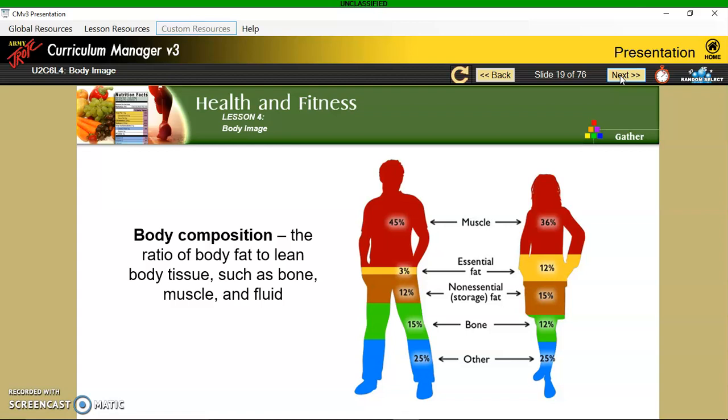And you see, typically, between males and females, the body composition, males typically have more muscle, whereas females essentially carry more fat. And then you look at bone and other.